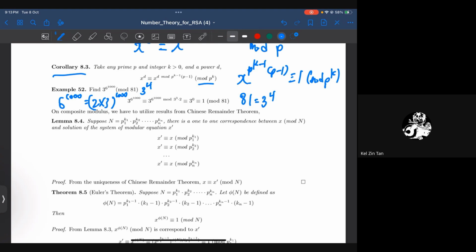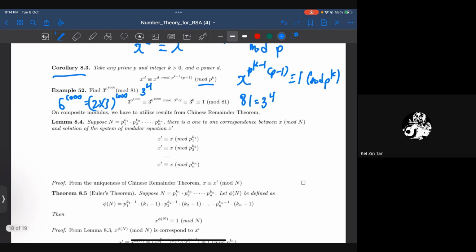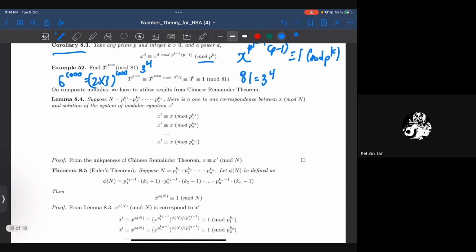Okay. So for composite modulus, just now we looked at prime power. Now let's look at composite modulus. But before that, I have to recap the Chinese remainder theorem, which we have said previously. This is basically an immediate result from the Chinese remainder theorem.